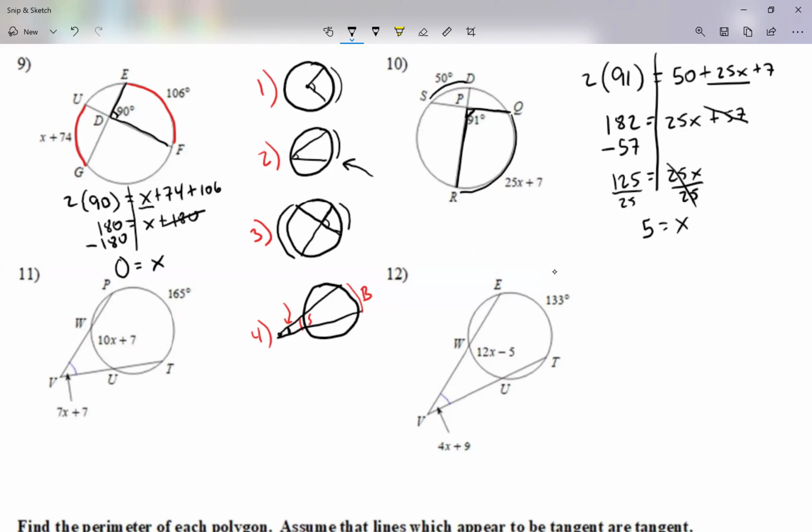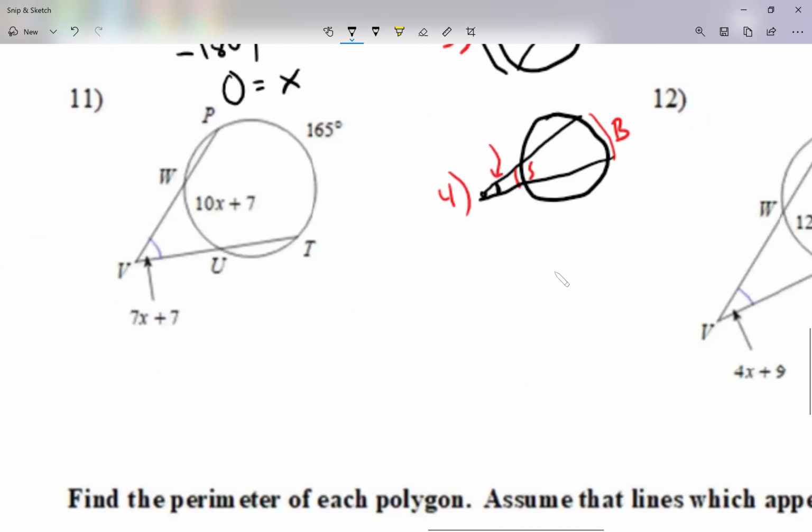The way I do this, order matters. I'm gonna go the big arc minus the small arc, because a big number minus a small number will give me a positive sign. And I want my value to be positive. So again, I'm gonna go the angle times 2 equals, I'm gonna subtract the arcs, but because I want my answer to be positive, I'm gonna go the big arc minus the small arc. The big arc is the arc farthest away from the angle, and the small arc is this arc closest to the angle. So let's take a look at number 11.